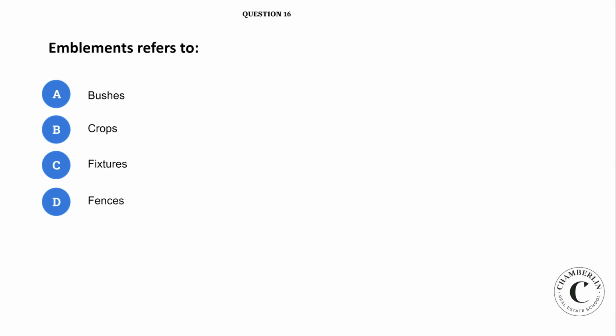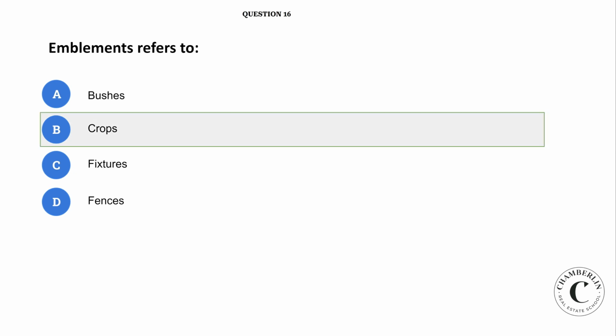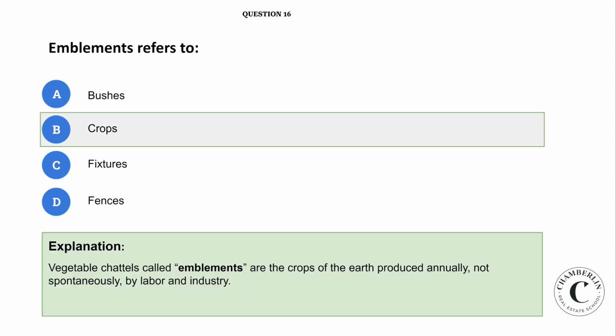Question 16. Emblements refers to A. Bushes, B. Crops, C. Fixtures, or D. Fences. And the answer is B. Crops. Vegetable chattels, called emblements, are the crops of the earth produced annually, not spontaneously but by labor and industry.